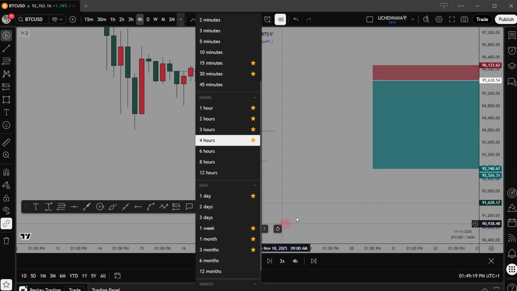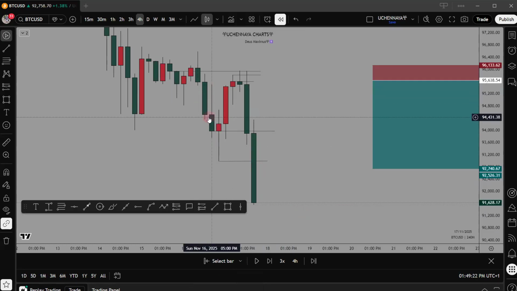Sir, if we are entering from the middle, where are we going to put our SL? After the breakout, the second entry, where are we going to put our SL? Your stop loss, after the breakout.